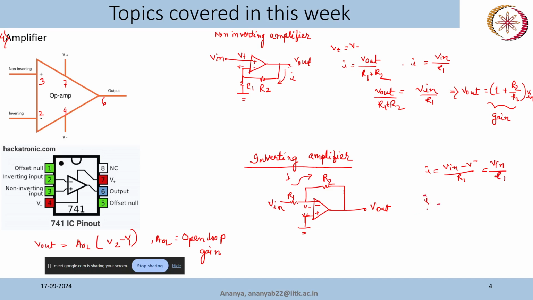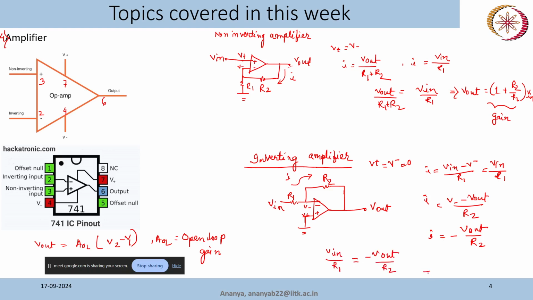Next we can consider from here to here. So this is V minus V out divided by R2 again. So V plus is equal to V minus, which is equal to 0. So this is 0. So I is equal to minus V out by R2. So this current and this current is the same because that is the same current flowing through it. So V in by R1 is equal to minus V out by R2.